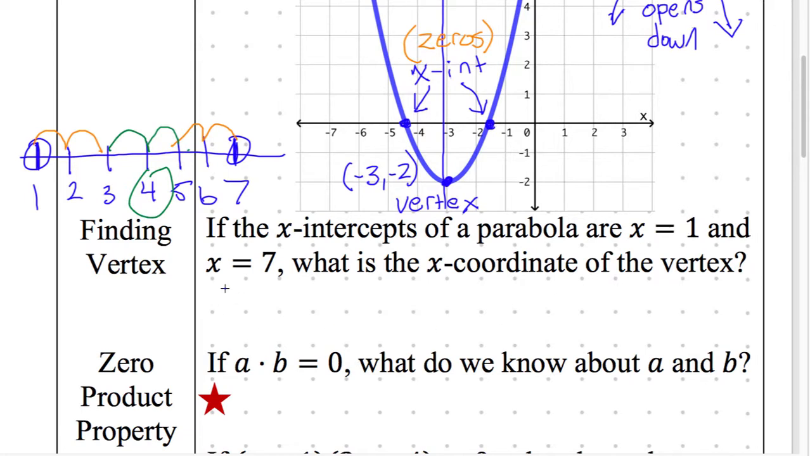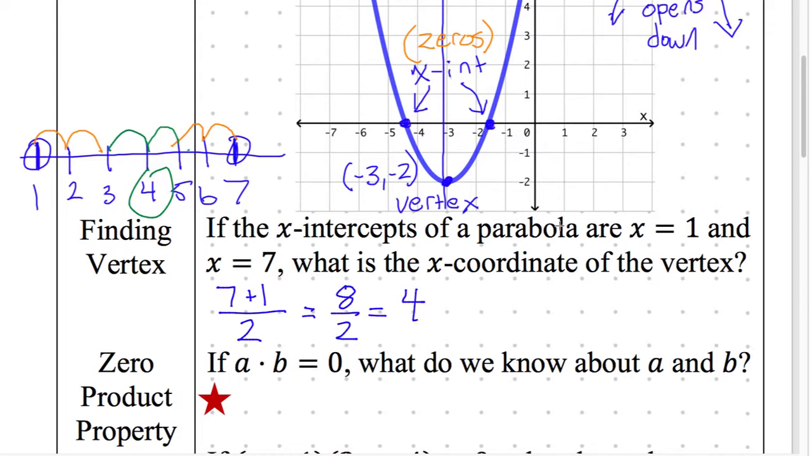You do 7 plus 1 equals 8. Yep, so that's going to reduce to 8 divided by 2. Yeah, 7 plus 1 divided by 2, and that reduces to 8 over 2, and 8 over 2 simplifies to 4. And there it is. So you can find the x-coordinate really easily by taking the average of those two x-intercepts.